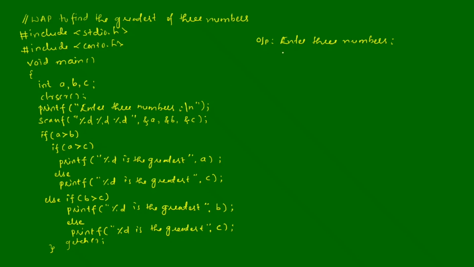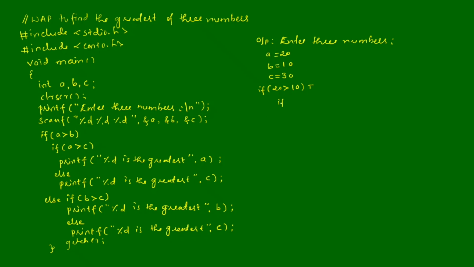For example, I'm going to enter 20, 10 and 30. So this 20 will be stored in variable A and 10 will be stored in variable B and this 30 will be stored in variable C. Now we are going to check this condition: if A is greater than B. So what is A? 20 is greater than B, which is 10. Is it true or false? Yes, it is true. Once it is true, we are going to check the embedded condition.